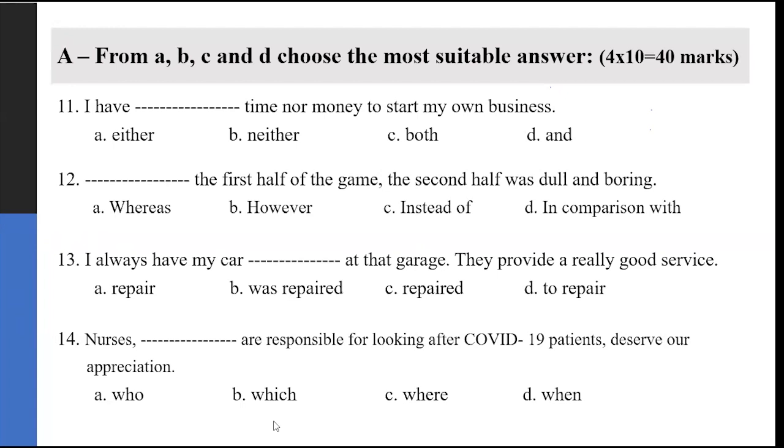Can you read, Uthman? Insha'Allah. The first half of the game, the second half was dull and boring. Which one? In comparison with. Excellent. Why did you choose in comparison with? Because he was comparing between the first half and the second half. Right, we are comparing the first and second half, but why didn't you use, for example, whereas or however? Why this one?